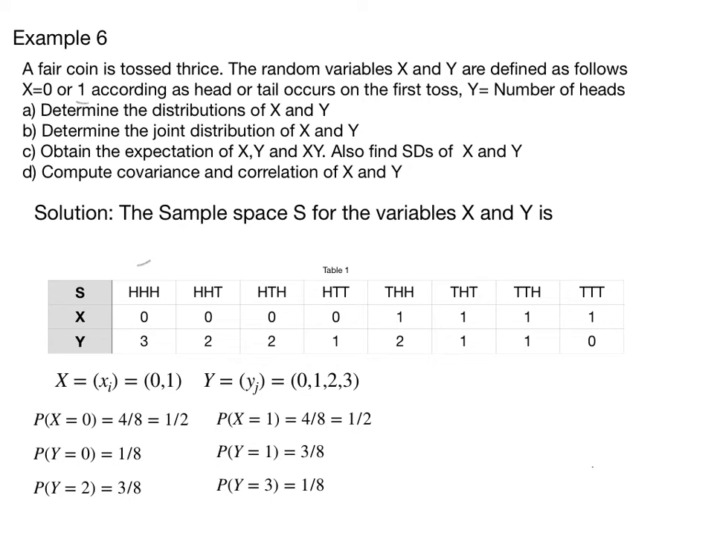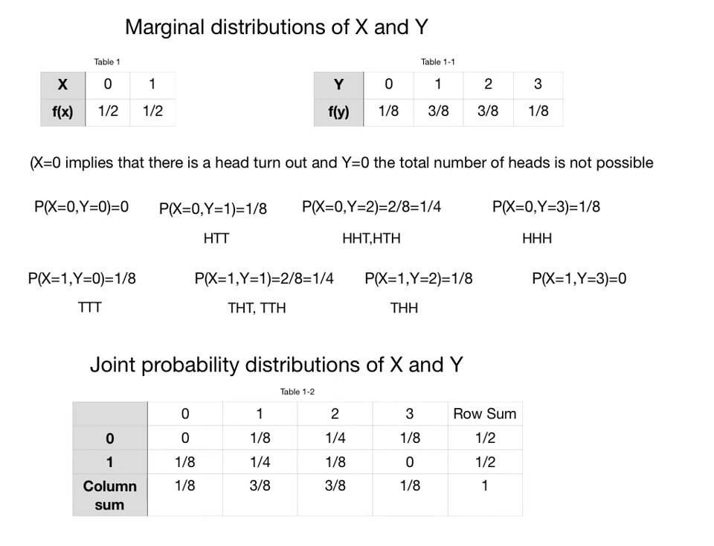Then coming to y. Y is equal to 0 means how many times have we got y as 0? Only 1, so 1 by 8. Y as 1, I have got 3 times, so 3 by 8. Y is 2 means again 3 times, 3 by 8. And y as 3 is only 1 time, so 1 by 8.